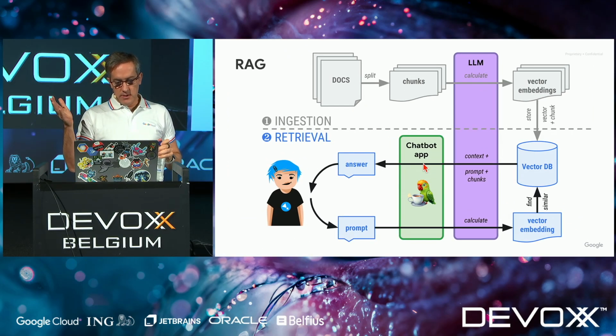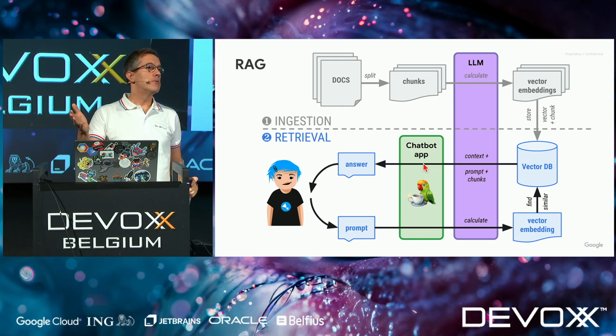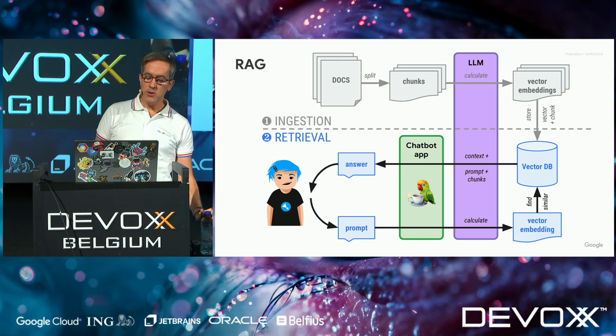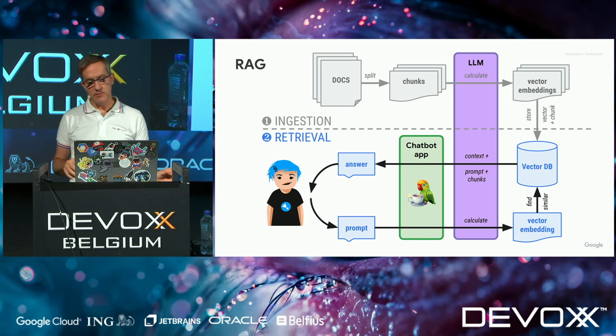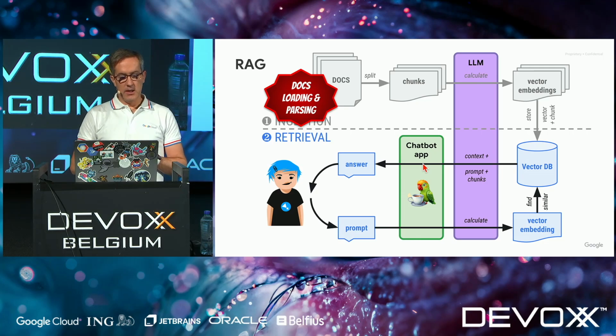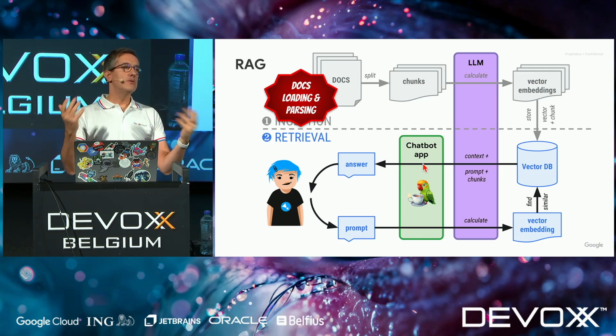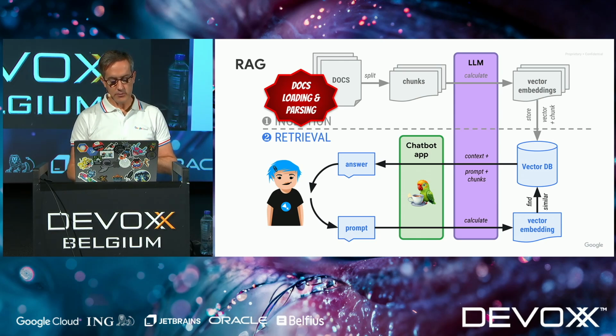So it wasn't that much code, right? But when you look at this diagram, there are many arrows, many components where things could go wrong. First of all, you need to properly load and parse the document, but that's fairly easy. You've got components for doing that.